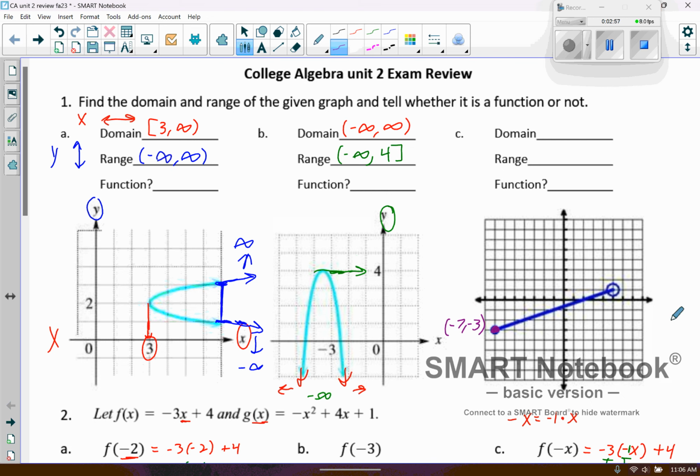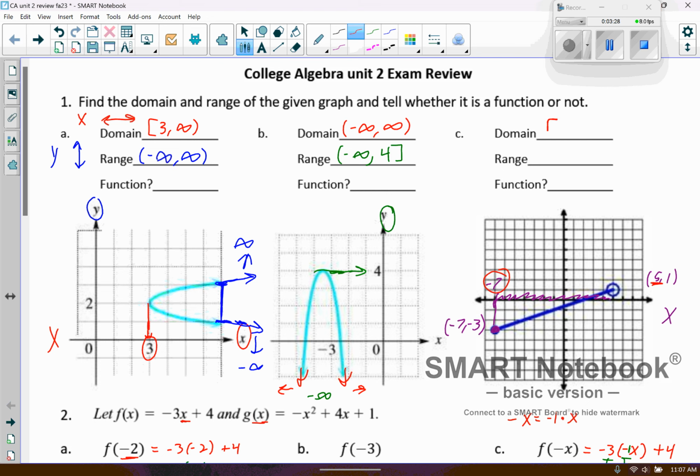So remember, domain refers to the x values. So I'm starting here at negative 7, and it covers all the values out to here, which is at 1, 2, 3, 4. This point right here is at 5, 1. And so for domain, you just need to focus on those x values. So we go from negative 7 to 5, but the open circle indicates that you're approaching that point, but you never actually get all the way there.